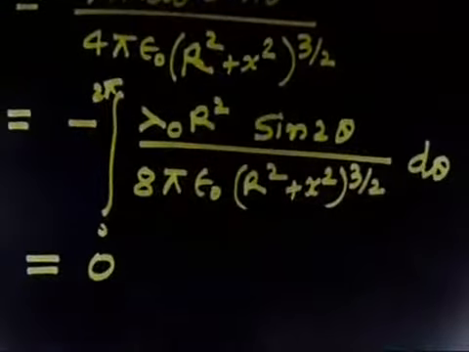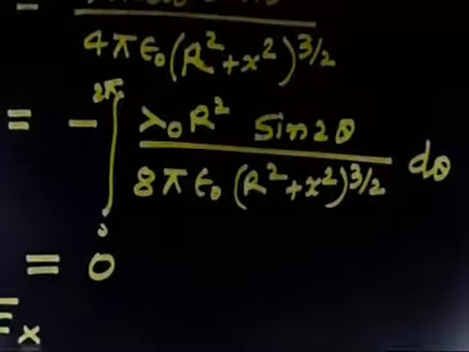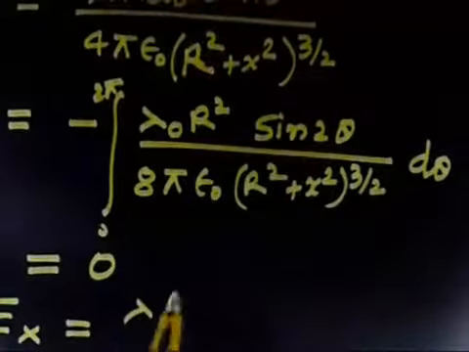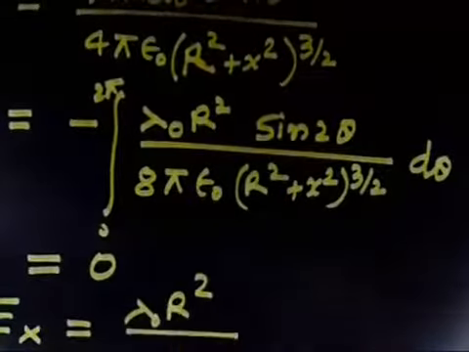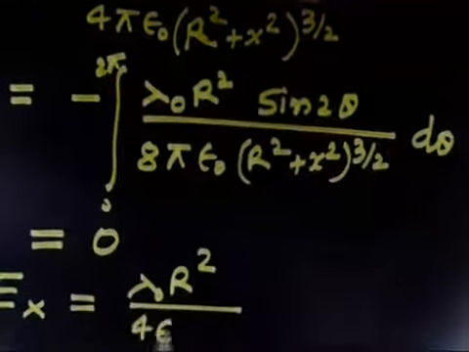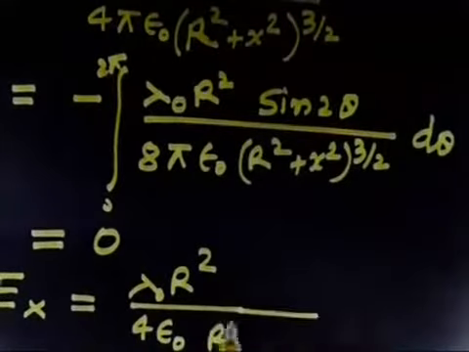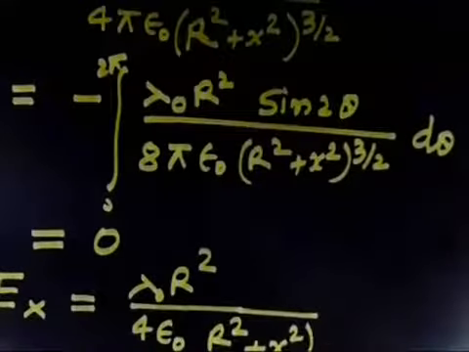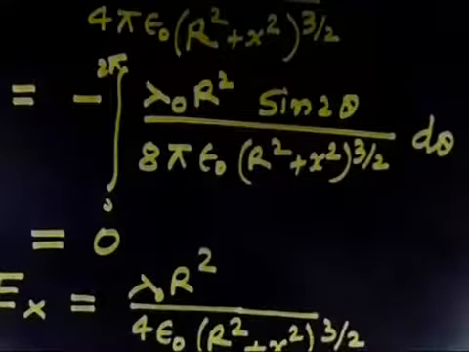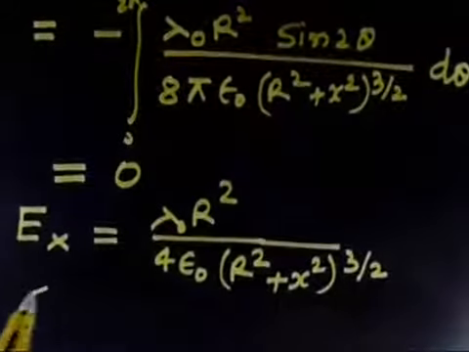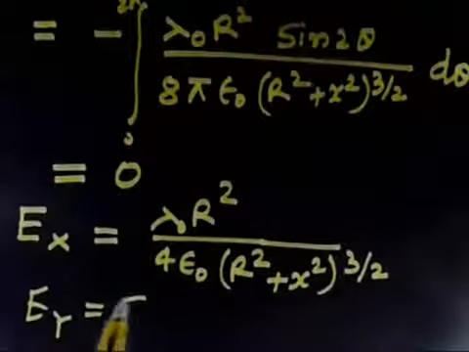So now I can say Ex, which you have already calculated, is lambda naught r square by 4 epsilon naught, r square plus x square raised to the power 3 by 2, and Ey and Ez are basically 0.